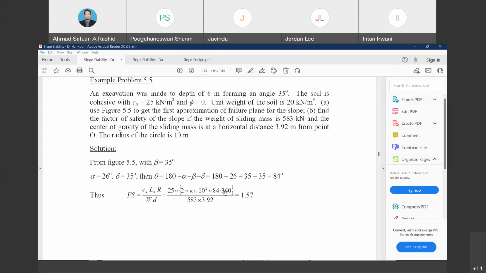Normally LA is R theta, so we use R times theta, 84 over 180 times pi, because we cannot multiply degrees with a normal number. We need to change to radian, so 84 should be multiplied by pi over 180. Using 2 pi and dividing by 360, at the end we obtain 180 as well. Then multiply with another R, so that's why he used R squared, because actually LA times R is Cu R squared theta.